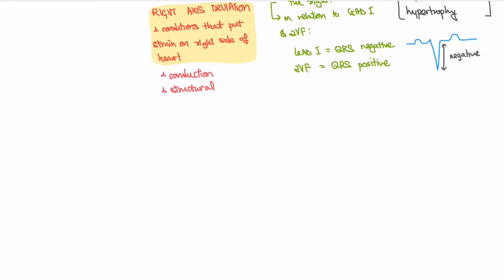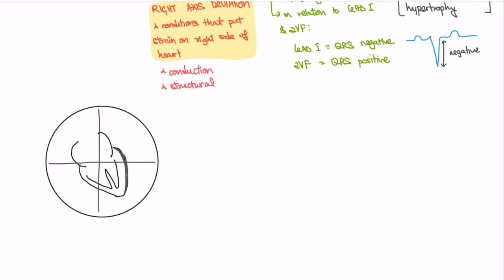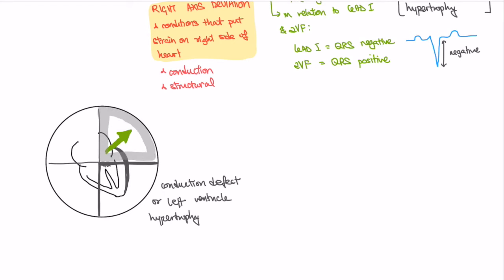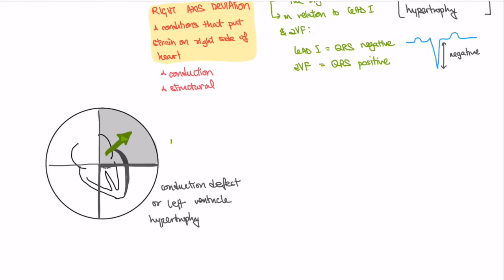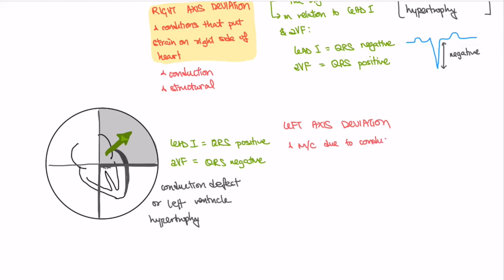The opposite can also occur. Let's say there's a major conduction defect on the left branch or the left ventricle, and that gets super hypertrophied. The average vector will then deflect towards the left side. In such a case, the lead 1 will have a positive QRS and the AVF will have a negative QRS. This is known as left axis deviation, and the most common reason is usually due to a conduction defect. Think about it. To have a vector deflect at this angle, the anatomical structure here would be the left bundle branches, and so a block in the LBB can result in this type of QRS deviation.